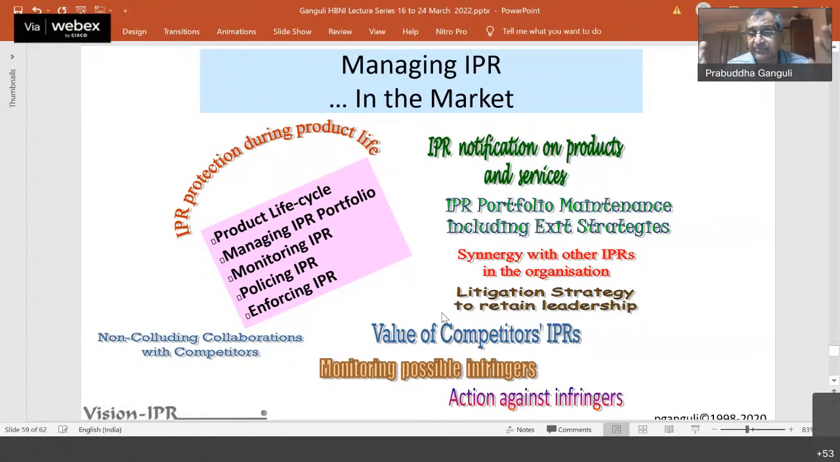It's like saying, I have three flats and all three are illegally occupied by people and I'm doing nothing about it. Then what is the use of having that flat? So this is where all this comes in. And then we also create what is known as litigation strategy, how to fight these battles in court. Now, all this is how a company runs.